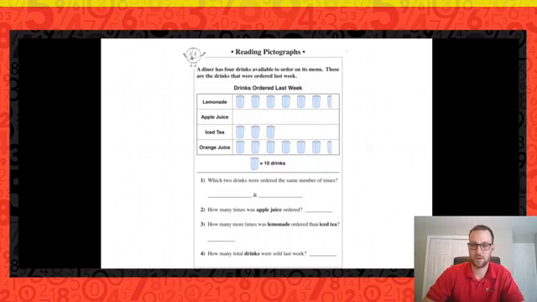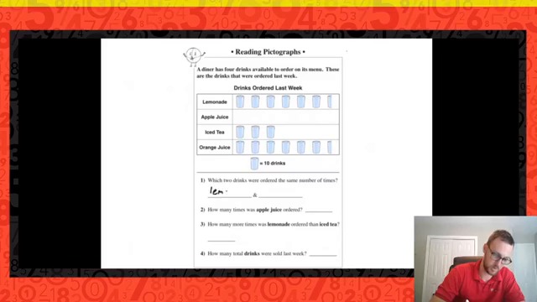So looking at our chart here, which 2 drinks were ordered the same number of times? Well, apple juice, it looks like, wasn't ordered at all. Iced tea was ordered 30 times. So looking at the icons, I can tell that lemonade and orange juice were ordered the same number of times. Nice job. Lemonade, and we had orange juice.